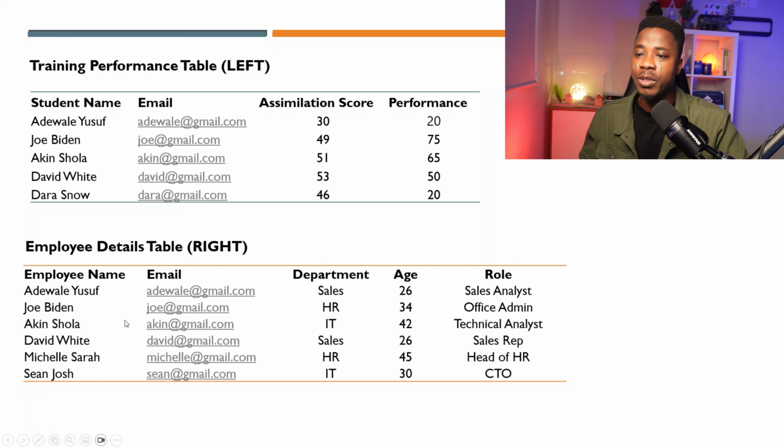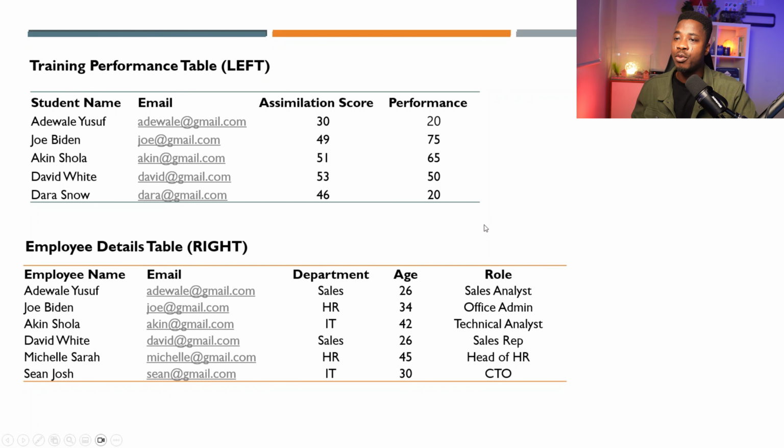We also have another table down here. It shows me the details of each employee, which is their name, their email, their department, their age, and also their roles in the company. So basically, two tables. The first one is telling me about the training performance of some of my employees, and the second one is giving me the employee details, which is the details of all employees.